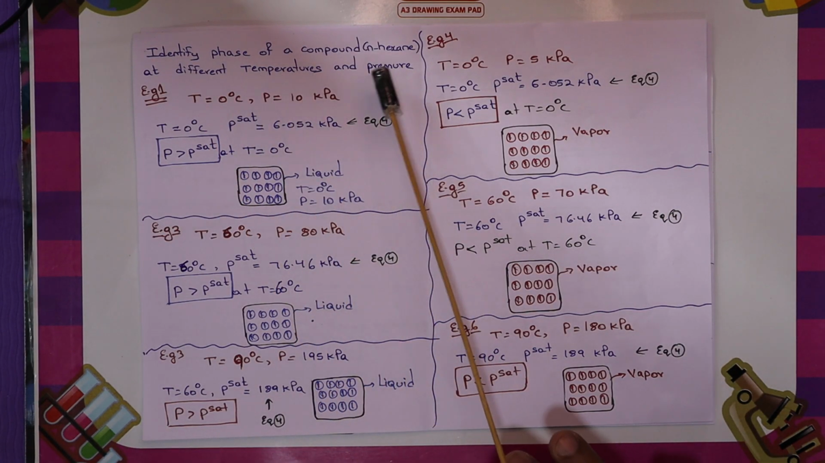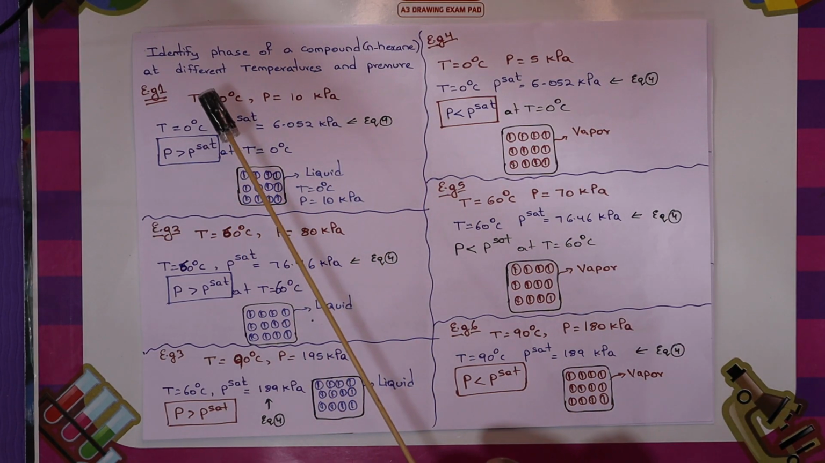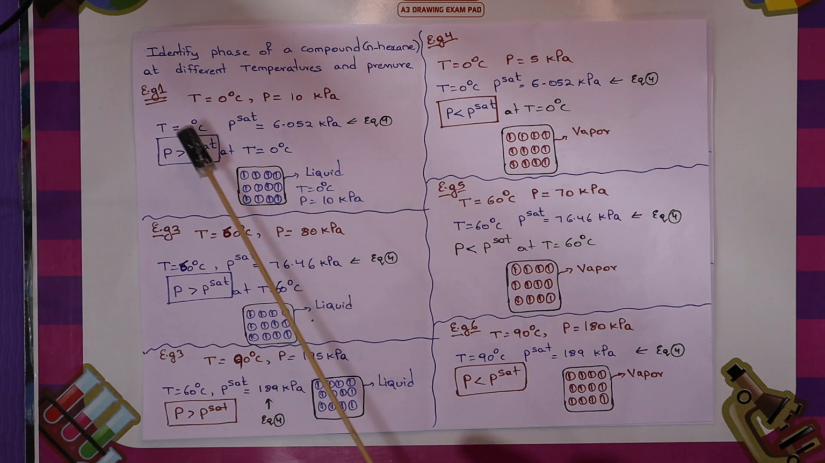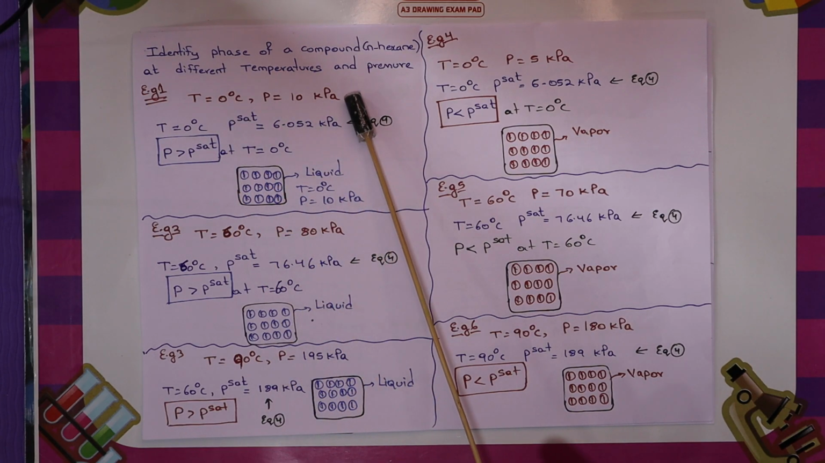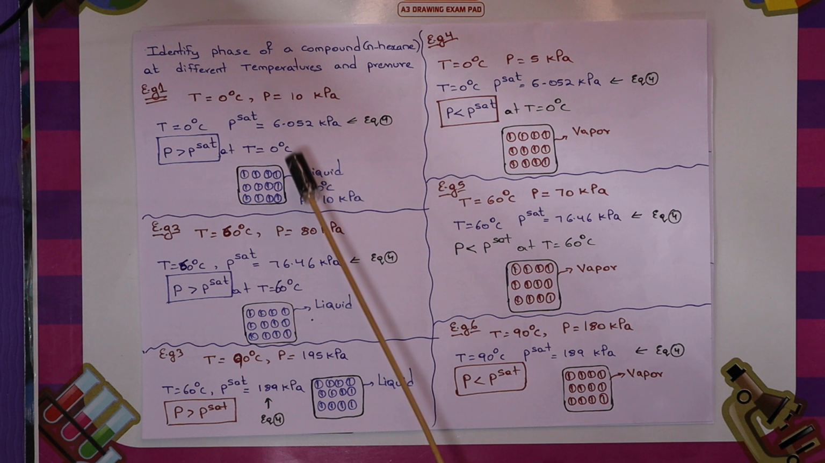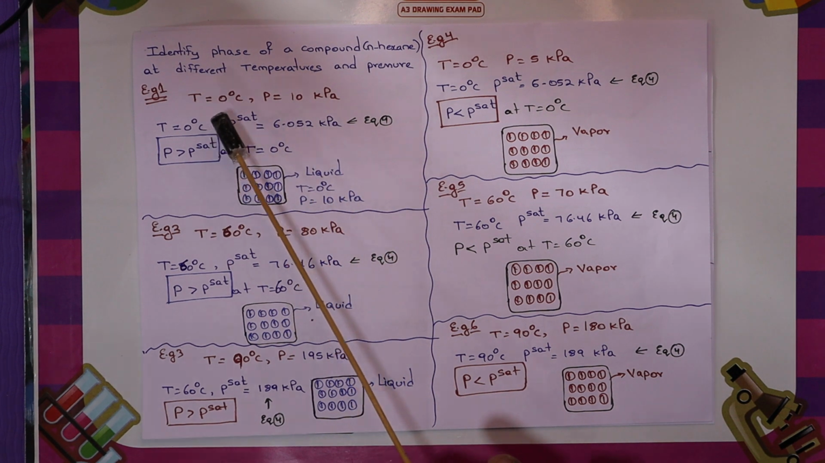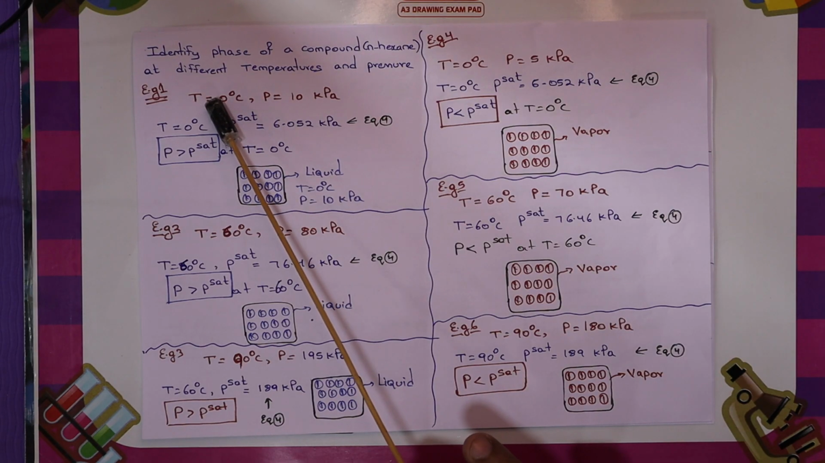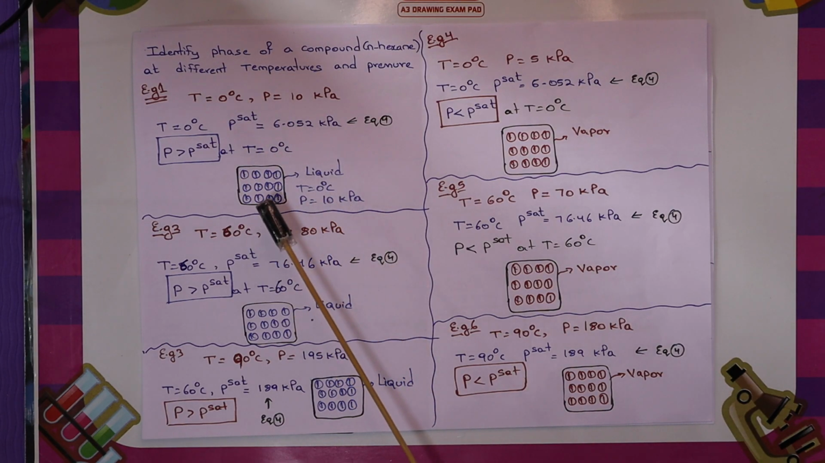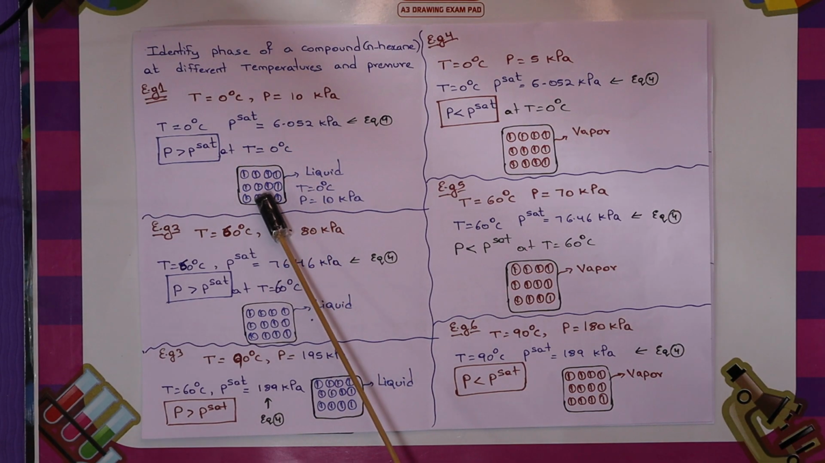Identify the phase of the compound N-hexane at different temperatures and pressures. For example, the data is given. Let us solve the different examples. The temperature and pressure conditions are given. Let us assume the temperature in a container is 0 degrees centigrade and the pressure is 10 kilopascal. Based on this, we have to identify the saturation. Our job is to identify at these conditions what kind of phase of N-hexane can exist.